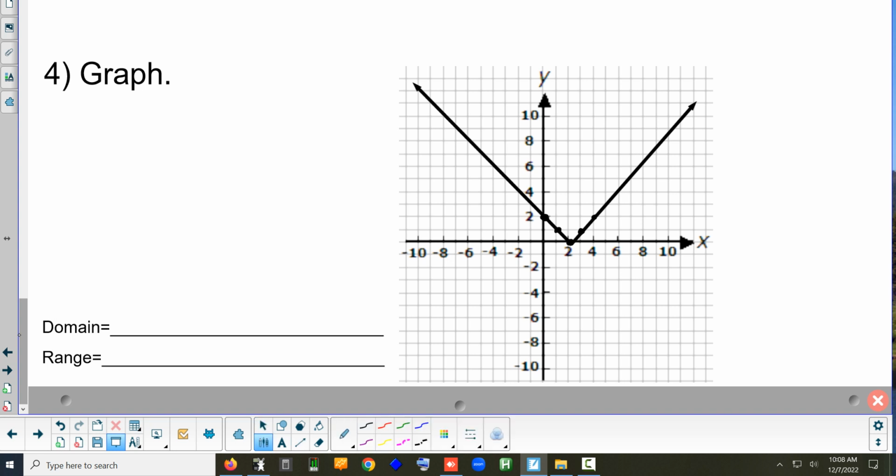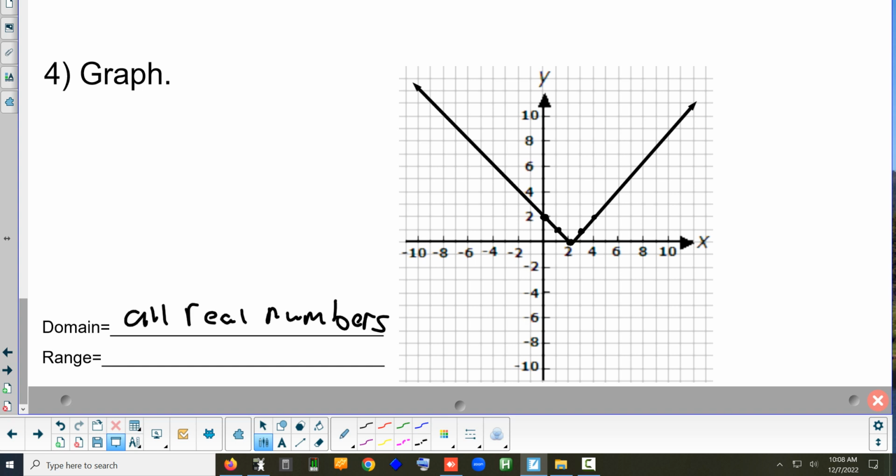What did I say the domain is always going to be? Yeah. It's always all real numbers. Domain is how far left and right it goes. But look at these arrows. It's never going to stop. It's just going to keep going left and right forever. So domain is left and right.